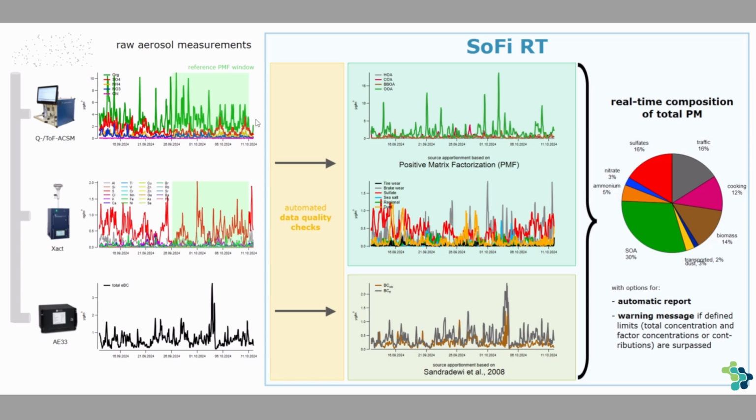Note that for the Thermo data we apply the Aethalometer source apportionment model directly to extract BC wood burning and BC fossil fuel, so there is no PMF involved on the Thermo data. And in the next tutorial I will explain all the details about the SoFi RT panel and how to set up a SoFi RT run.